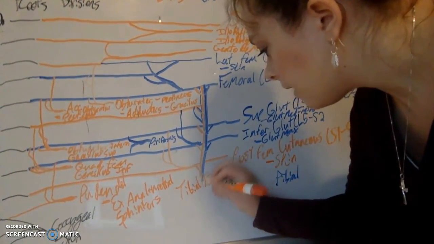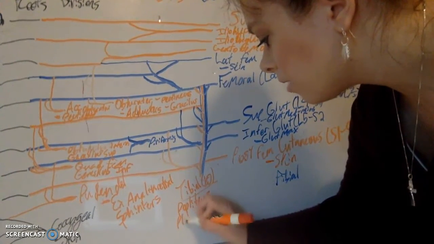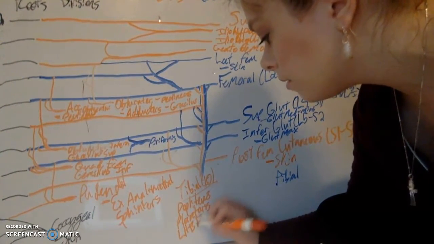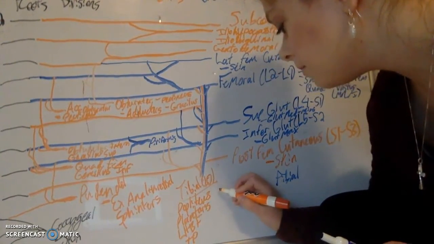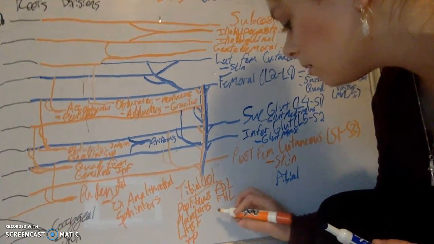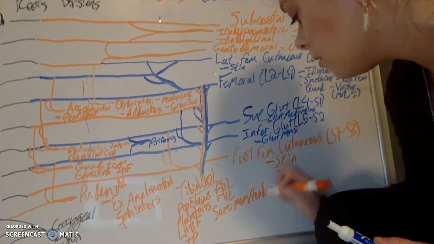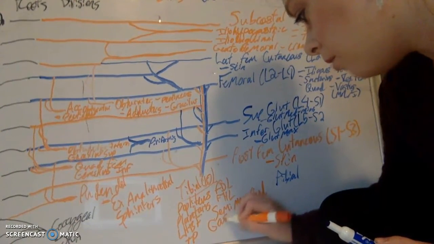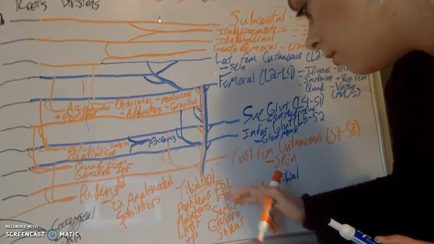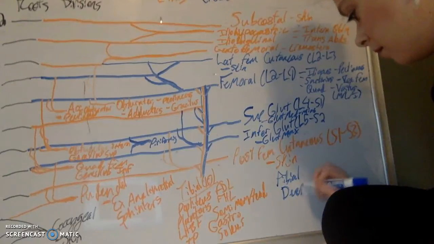And the tibial portion is going to innervate 10 muscles. It will innervate the popliteus, the plantaris, the long head of the biceps femoris, the tibialis posterior, the flexor digitorum longus, the flexor hallucis longus, the semimembranosus, as well as the semitendinosus, as well as the gastrocnemius and the soleus. 10.